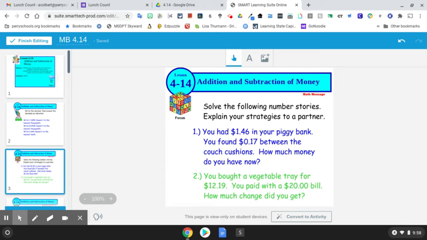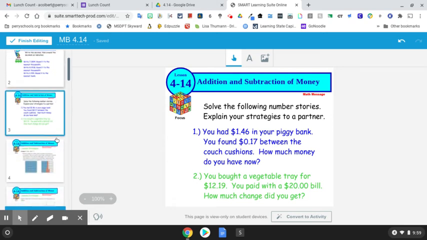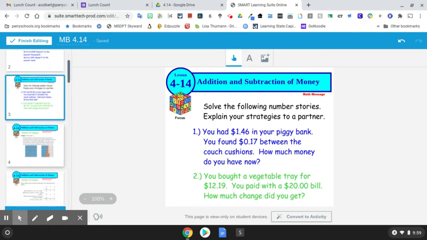The second one, you bought a vegetable tray for $12.19. You paid with a $20 bill. How much change did you get? Go ahead, pause the video, complete problems 1 and 2. Be prepared to explain your strategies, remember, to a partner, a family member, a pet, or yourself, and then come back.